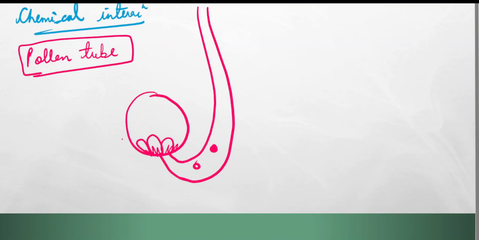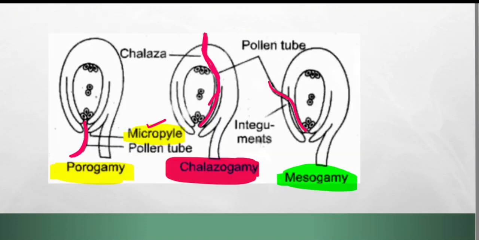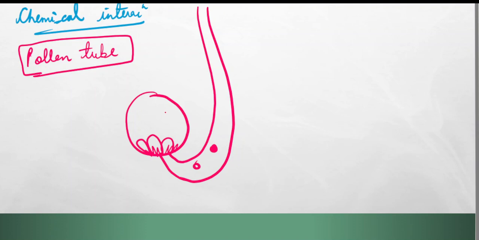Suppose its entry is occurring from the micropylar end. So we spoke about the three types: if it is entering from the micropyle, we will say it is porogamy; then chalazogamy, and mesogamy. Okay, if it is entering from the integument, we will say mesogamy. Okay, these are two synergids, and here you have the egg cell. So this is M1, meaning gamete number 1. Okay, this is gamete number 1, and you have gamete number 2. Now what will happen? Gamete number 1 fuses with the egg.